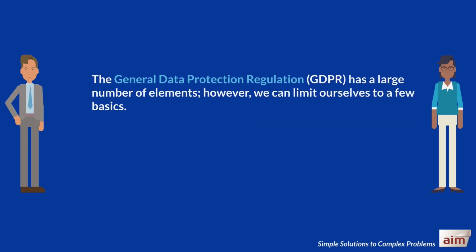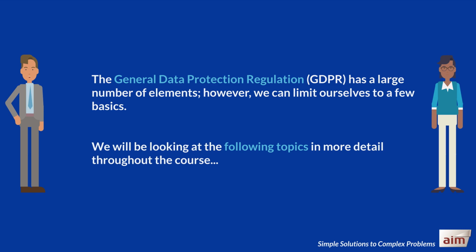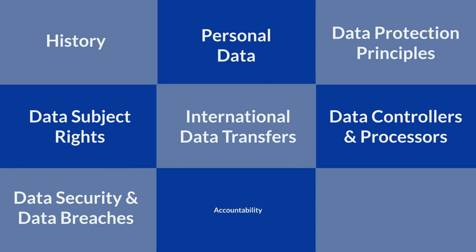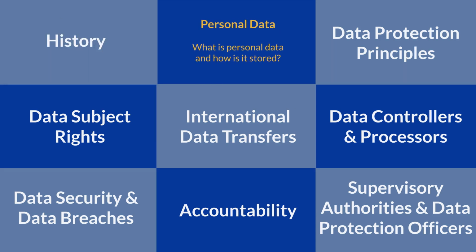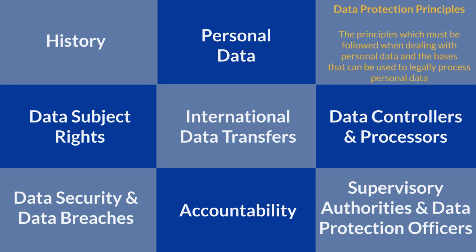The General Data Protection Regulation has a large number of elements. However, we can limit ourselves to a few basics. We will be looking at the following topics in more detail throughout the course. History. A brief history of the General Data Protection Regulation, GDPR. Personal data. What is personal data and how is it stored? Data protection principles. The principles which must be followed when dealing with personal data and the bases that can be used to legally process personal data.